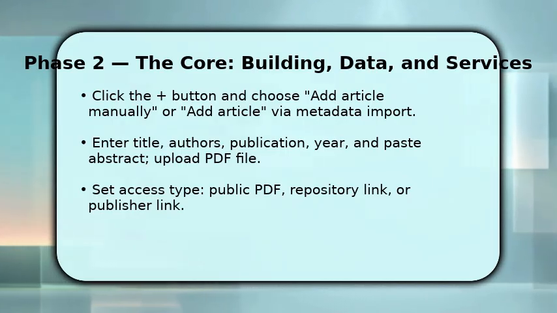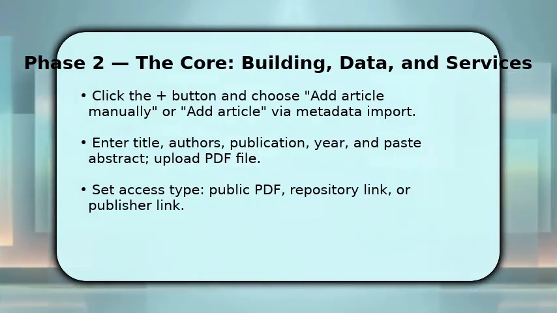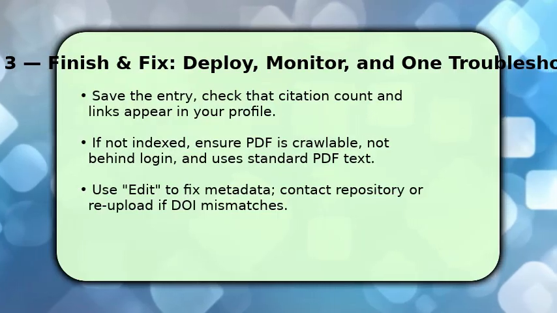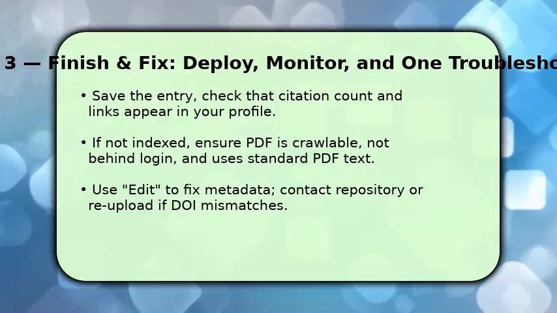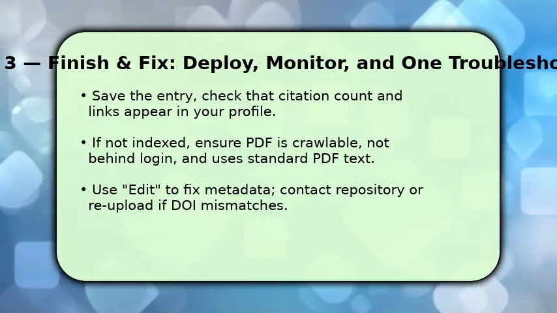Upload the PDF file or paste a stable repository link, and choose access type so Google Scholar can crawl and index the full text correctly. This affects how you save the entry, and then verify it appears on your profile with working links and correct metadata. You want citations to aggregate properly.